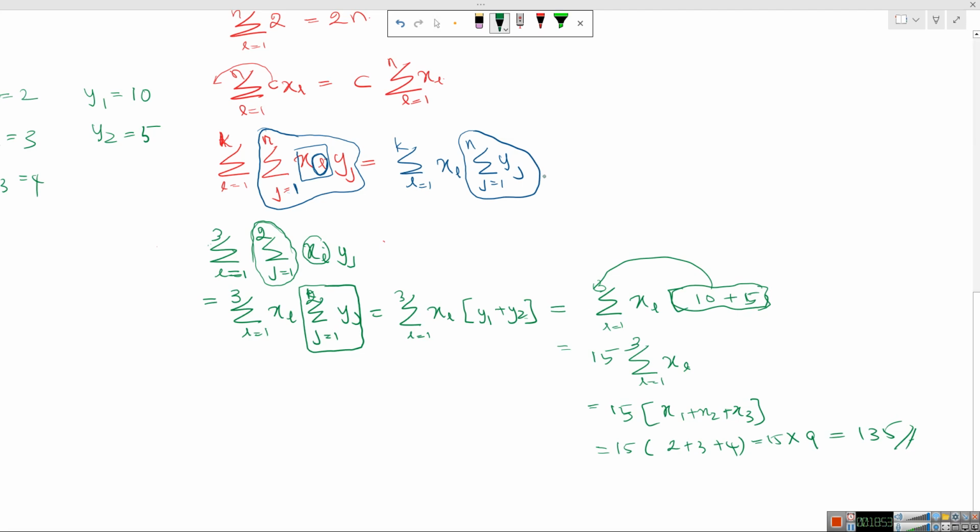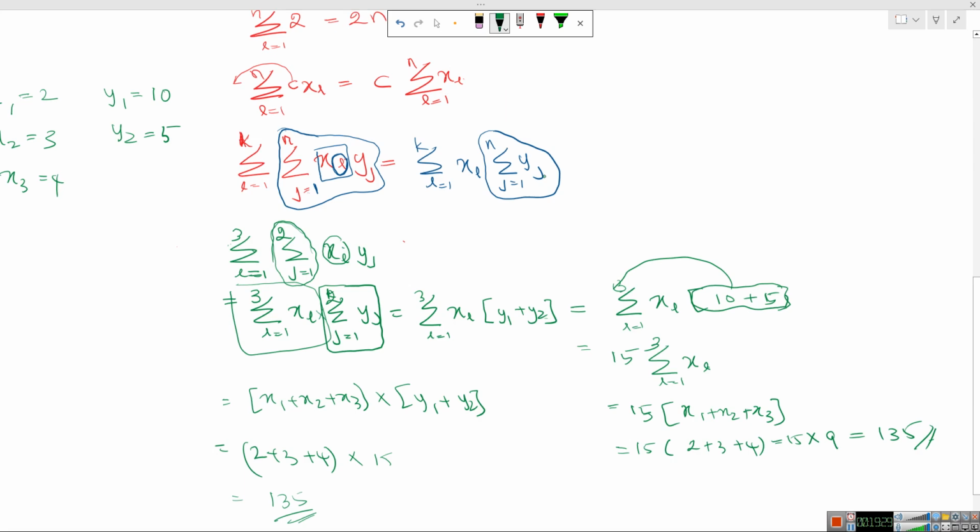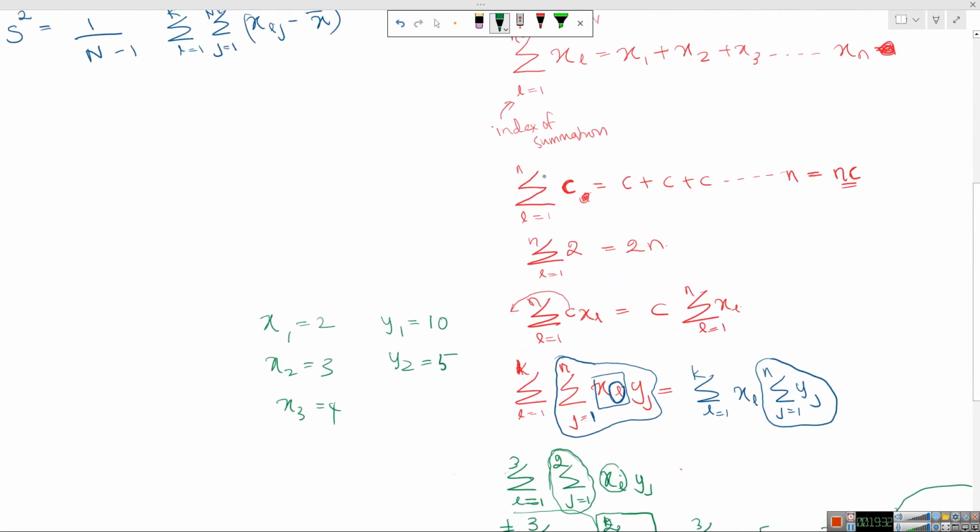So if you consider this summation, you can try this separately and try this separately. Between this we have a multiplication symbol. So now you see this one, the sum of x1 plus x2 plus x3 into y1 plus y2. So this is equal to 2 plus 3 plus 4 into this one. What is this? 15, right? So if you multiply this also, you will get the same answer, 135. So with this understanding, we will now go to the proof of this one.